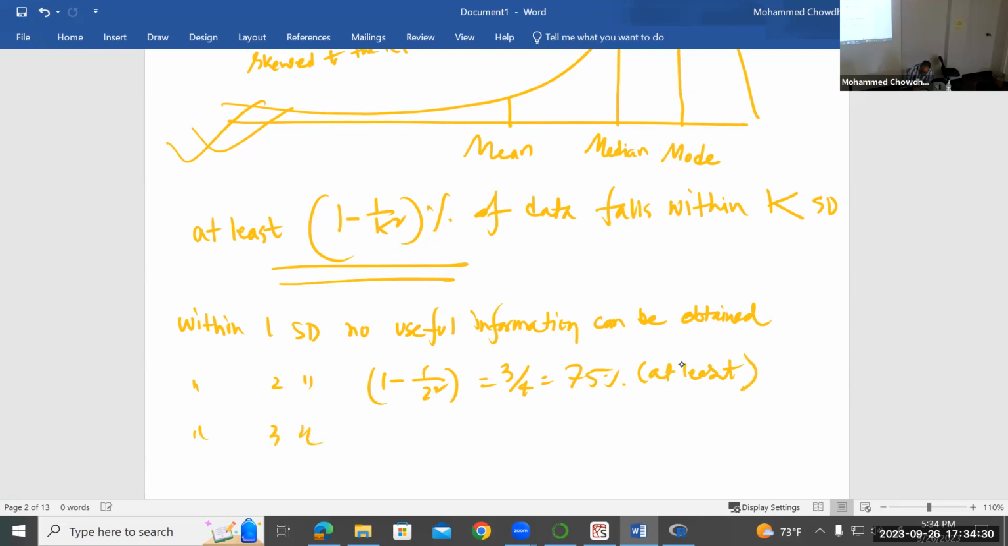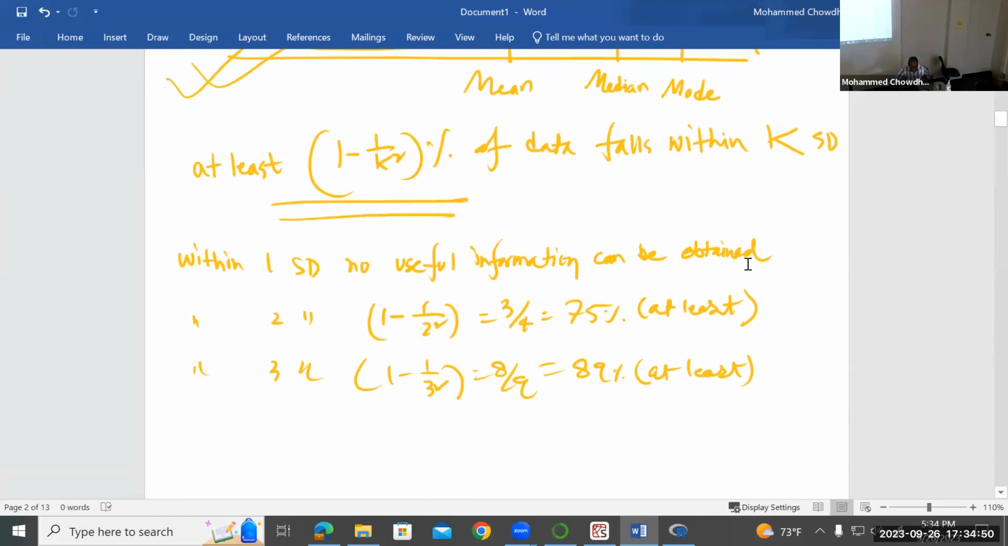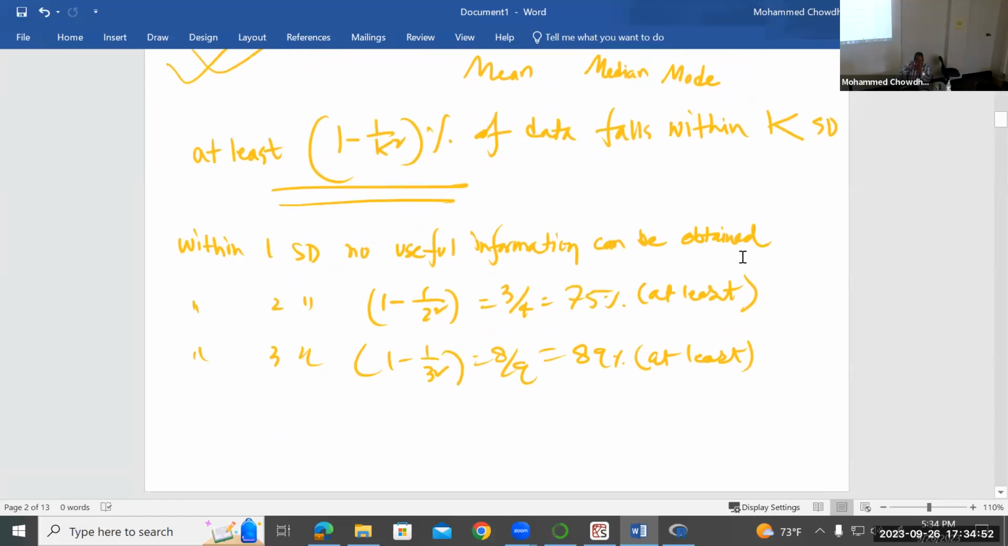And within 3 standard deviations, 1 minus 1/3 square equals 8/9, equals at least 89% of data fall within 3 standard deviations. Okay? If your curve is skewed to the left or skewed to the right, this rule is known as Chebyshev's rule. The first one is known as the empirical rule.